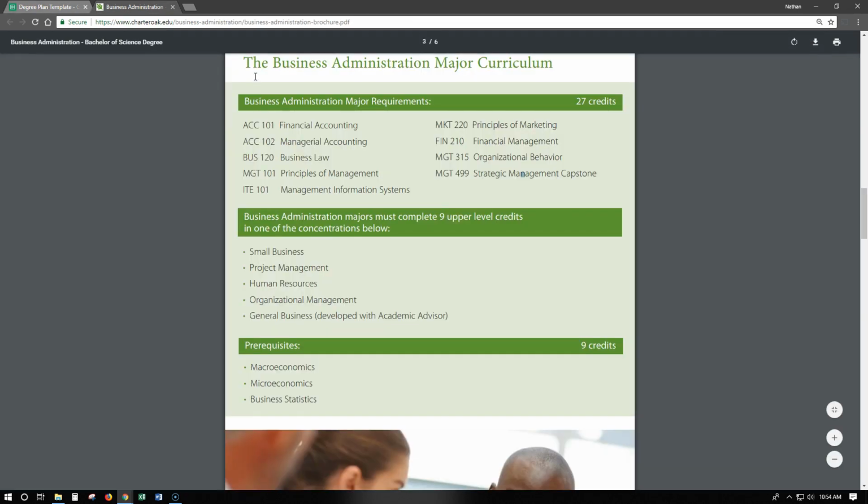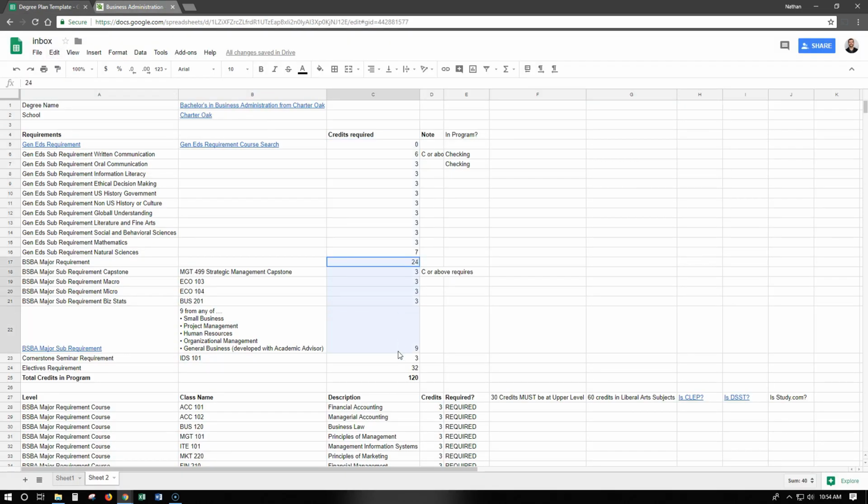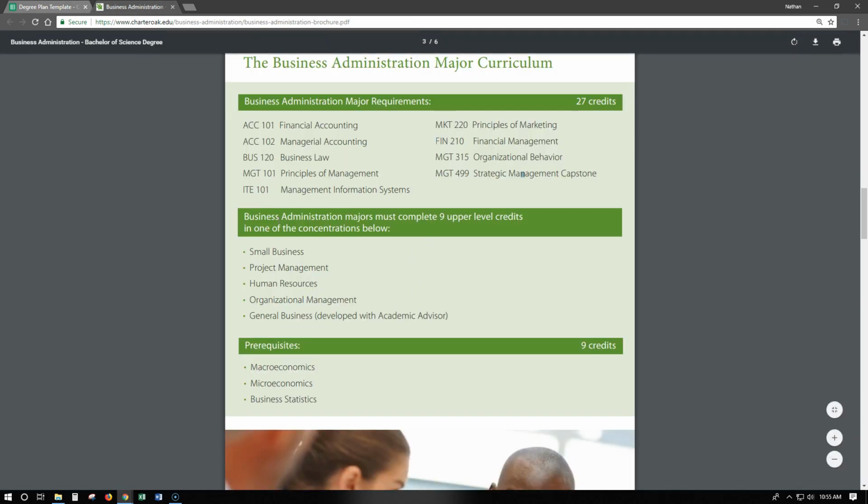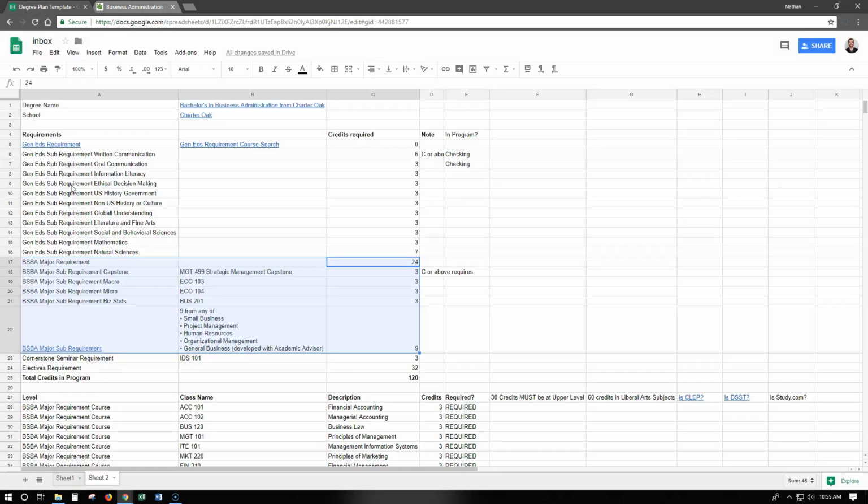So here's how I've broken down the credits in the BSBA major on this spreadsheet. You can see I have the 45 requirements here, but some of them were broken out. So we have this 9 that we know comes from this sub-requirement here. We also see that we have 9 that come from these prerequisites, a macro, a micro, and a biz stats. Okay, well that means those are 3 each. Those are each a course. So a macro, a micro, and a biz stats.